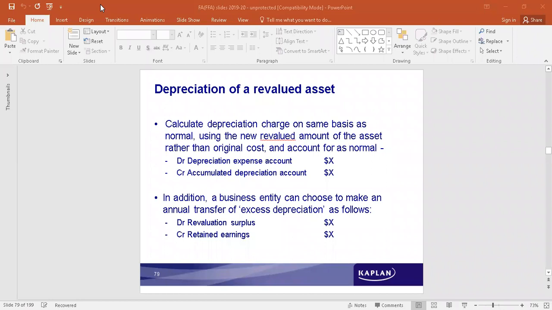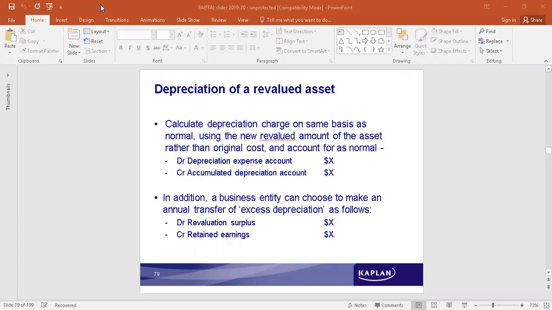How to calculate depreciation on revalued assets? The asset is revalued to adjust it according to the fair market value. After that, how is depreciation calculated? Calculate the depreciation charge on the same basis as usual, using the new revalued amount.